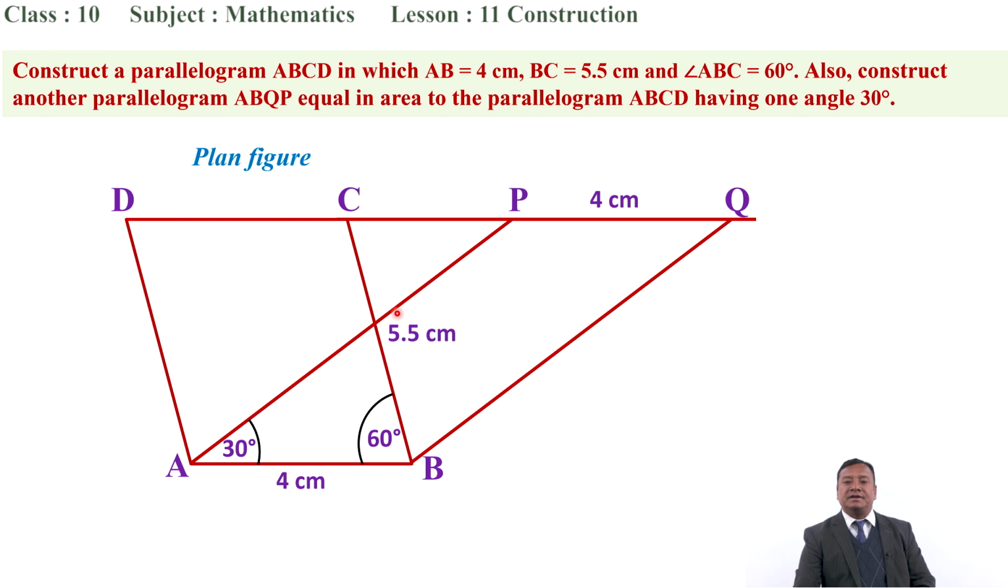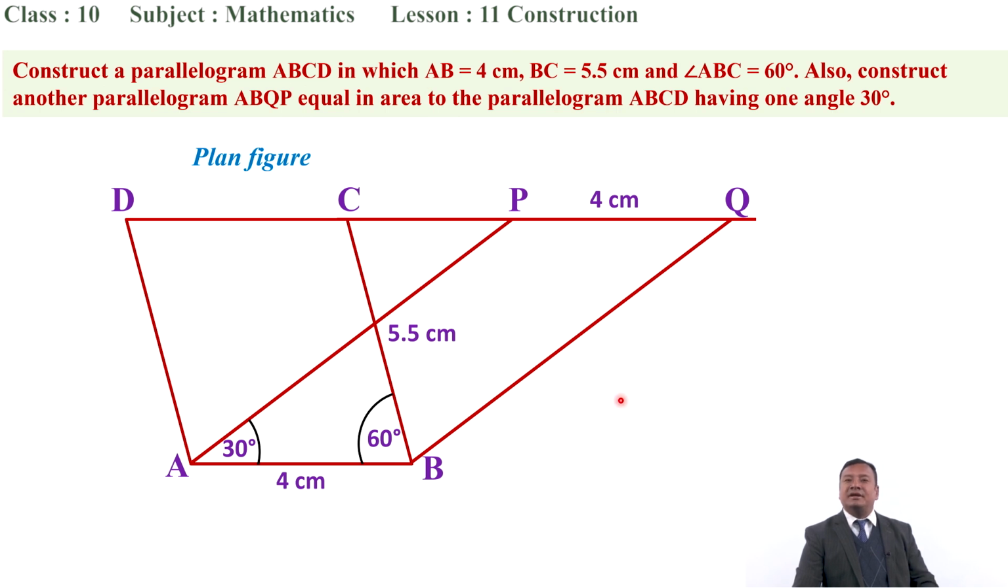Then you can see here ABQP. Look here, ABQP is the parallelogram in which one angle is given 30 degree, right? And this is the given parallelogram ABCD. They have the same base AB, and they are between the same parallel lines DQ and AB.